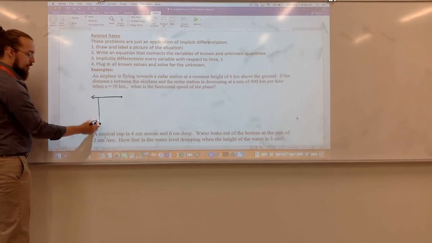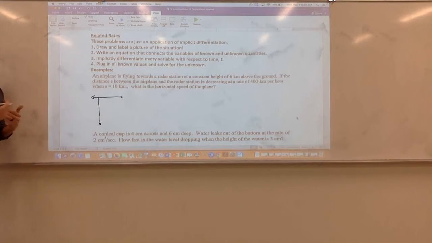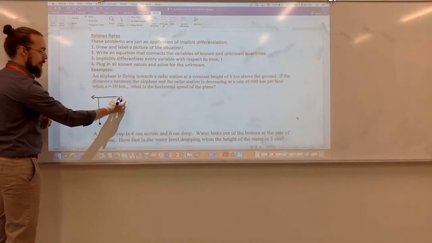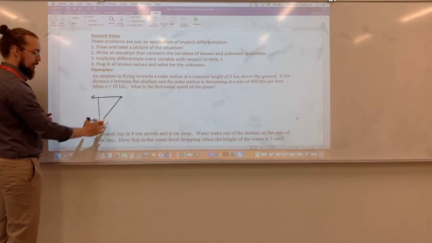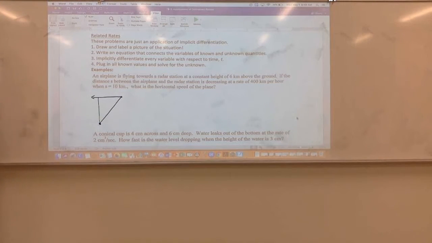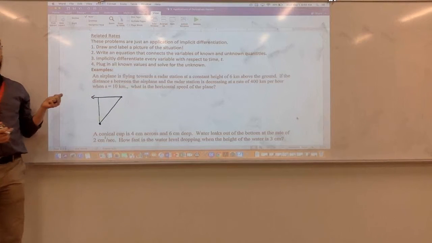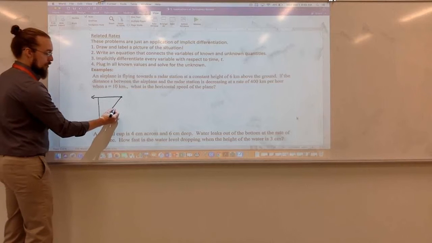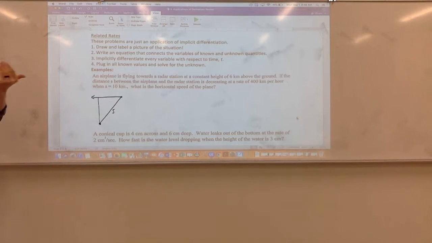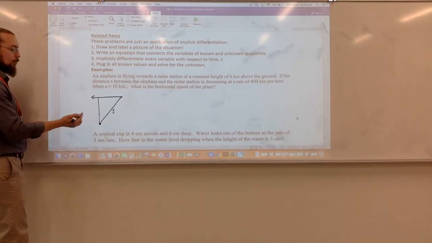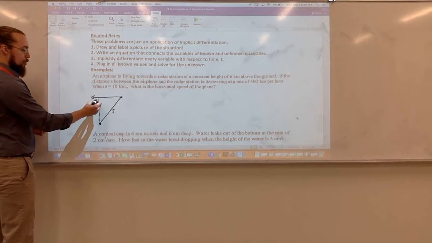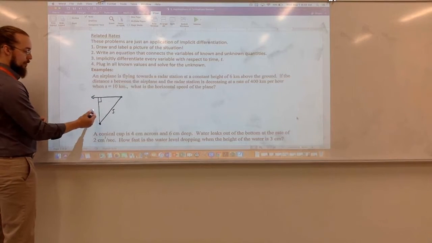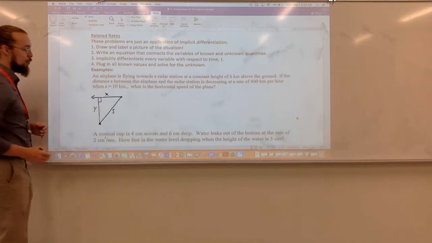We know that the height that the plane is above the ground is constant. It's staying this high above the ground. But this distance between the plane and the radar station is decreasing, obviously, since the plane's going in this direction. So we're told that this variable is s, the distance between the plane and the radar station. Then we can label the other sides however we want. I'll call them x and y.